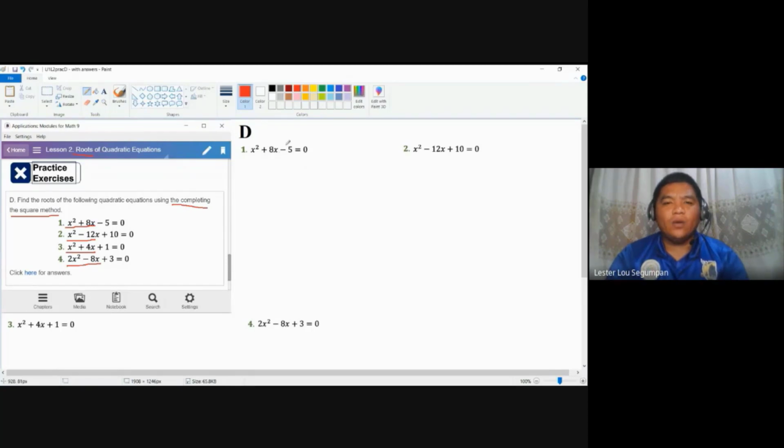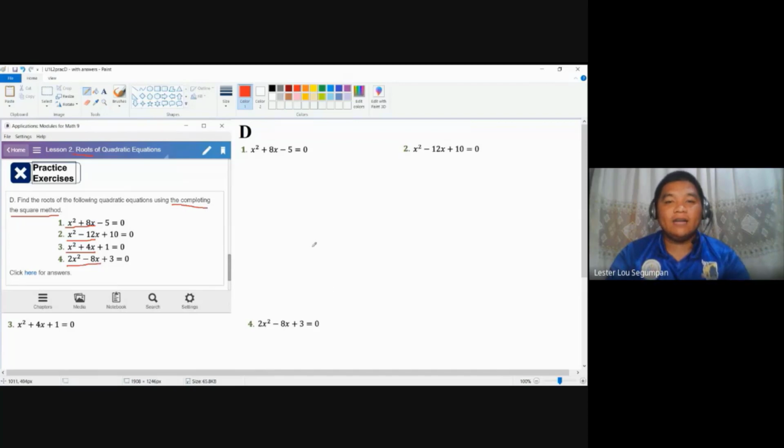First, check whether it can be factored. Looking at the values here, we have b coefficients 8, -12, 4x, and -8x. Using the AC way, 1 times -5 is -5. There are no other factors of -5 which can result to +8. For 10, none of it can result to -12. For 1, none of it can result to 4. And for 6, none of it can result to 8. That is why we cannot use factoring here. So let us use the completing the square method.